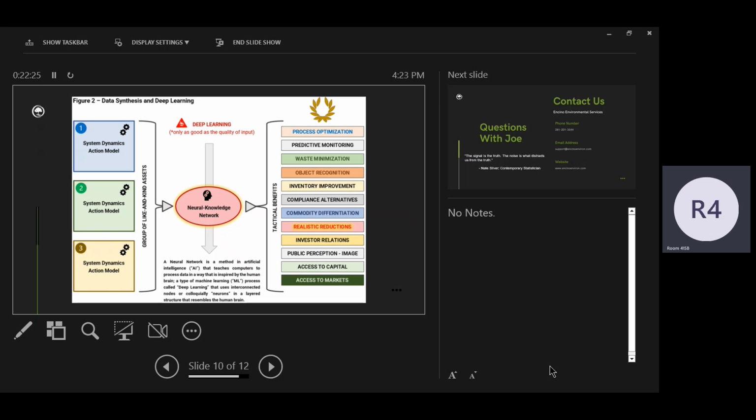That's another thing. Over the past 10 years, you've heard companies talk about by 2050 they're going to be net zero. They're going to reduce their emissions by 30%. But is that realistic? Are you making a claim that is realistic or not? And so that's another feature of the system. And then investor relations, public perception, image, access to capital, and access to markets. Those are all residual benefits of process optimization, system dynamics as well.